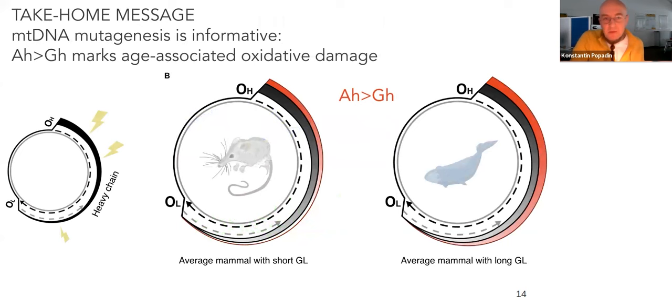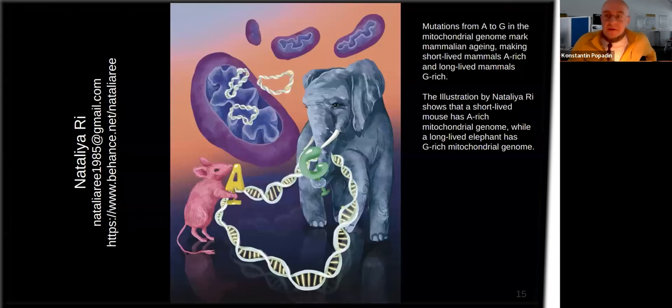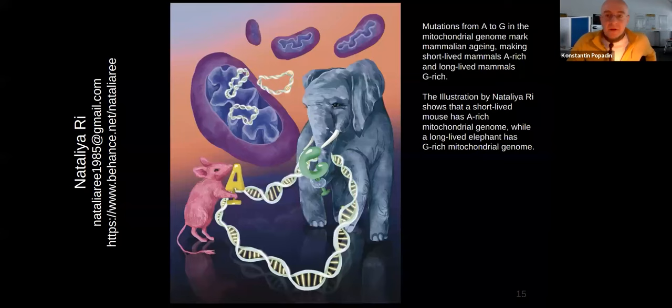So this is a graphical summary. A to G is red, and we can see that this is a more intensive, bolder line in whales as compared to short-lived creatures. And now, because we like to collaborate with artists, we tried to visualize this finding with the help of my good friends, colleagues, and artists. So please enjoy several slides. You can pause the video and read the description, and the artist's contacts are on the left. All these visualizations are dedicated to substitution from A to G: A in the case of short-lived mammals, and G in the case of long-lived mammals.